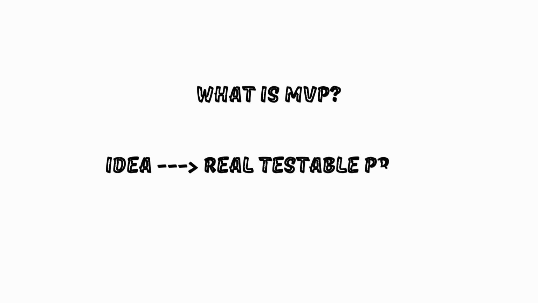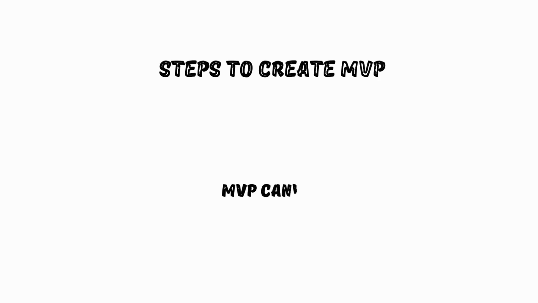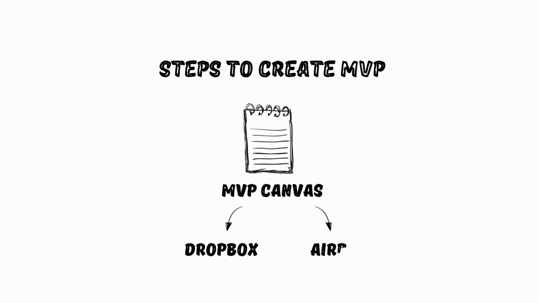If you're trying to understand what an MVP is, or wondering how to turn your idea into a real testable product, you're in the right place. In this video, I'll break down what an MVP is and walk you through the steps to create one, with real-world examples to bring it to life. And stick around until the end. I've got a downloadable MVP canvas filled out for 2 real-life products, Dropbox and Airbnb, to help you map out your own product idea and get started right away.